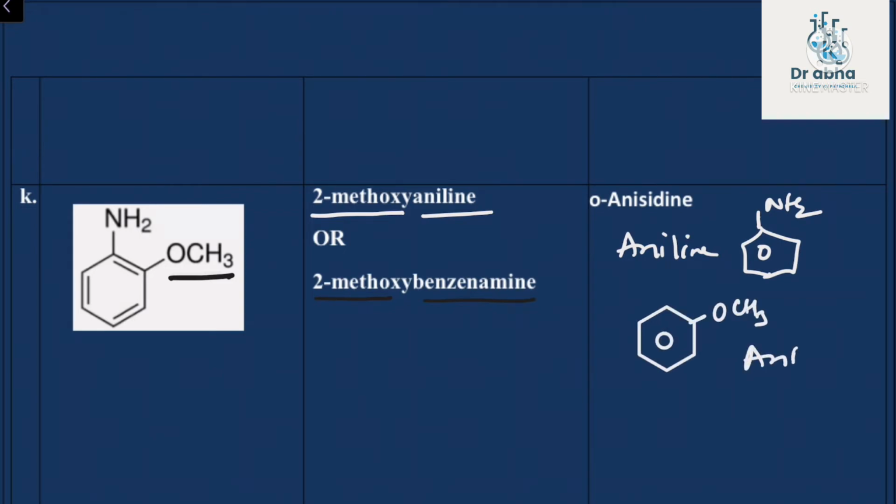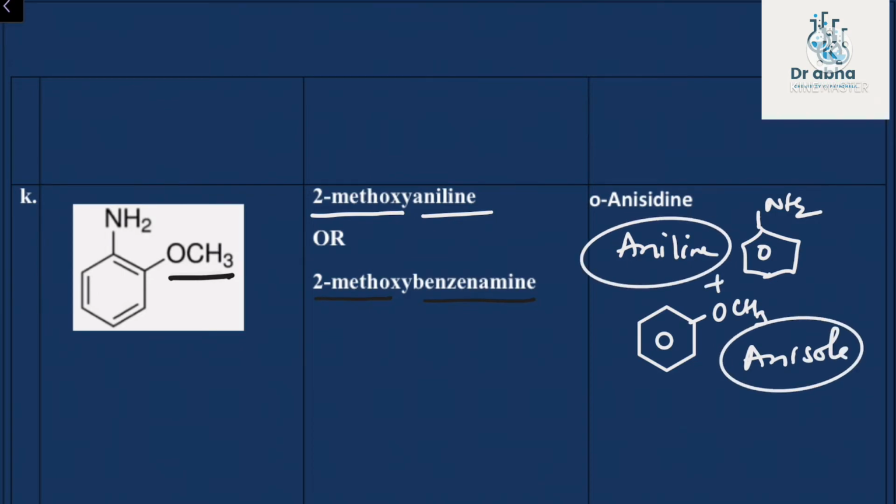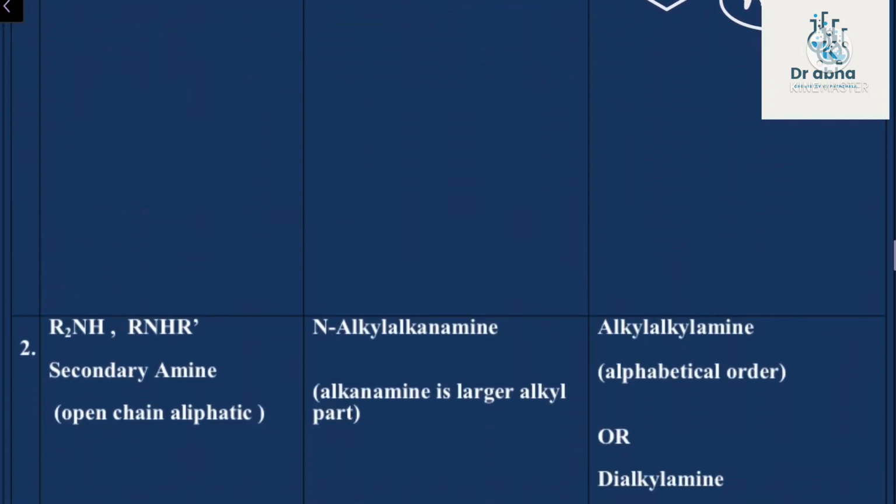Anisole. So anisole plus aniline, what do you get? Anisidine. And since they are ortho to each other, it is ortho-anisidine.